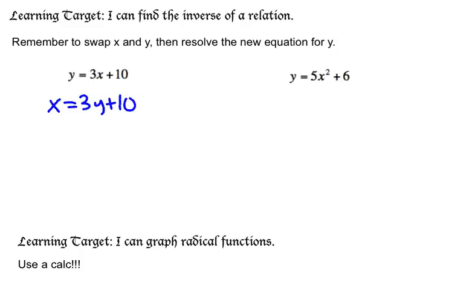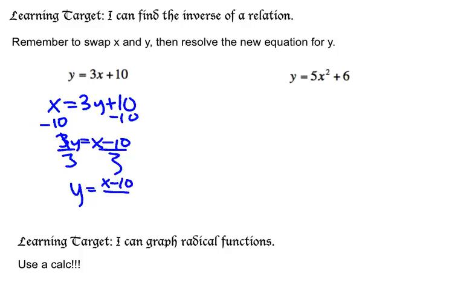The directions say to re-solve the new equation for y. That means solve the equation for y now. We subtract 10, subtract 10. x minus 10 equals 3y, divided by 3. Now, you may see an answer look like x minus 10 over 3. But you may also see it written out as x over 3 minus 10 over 3.